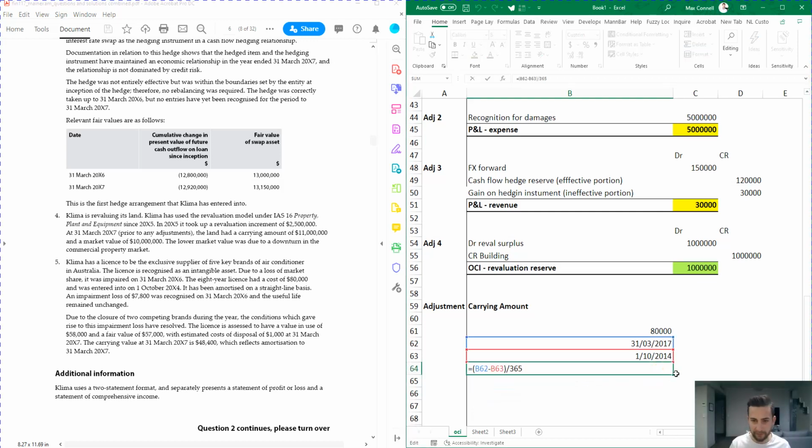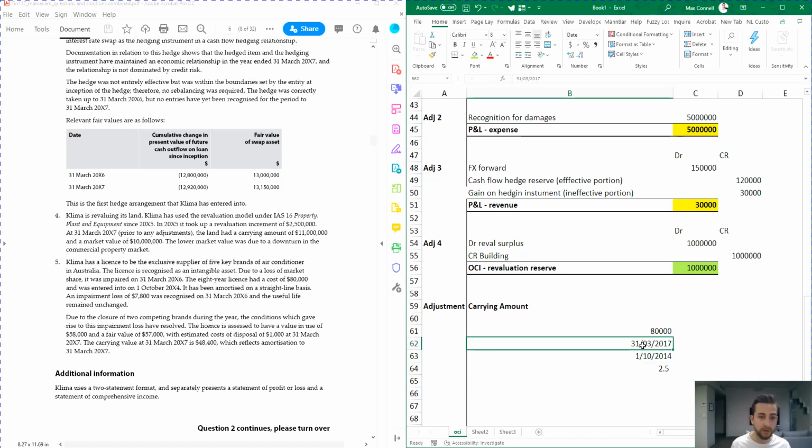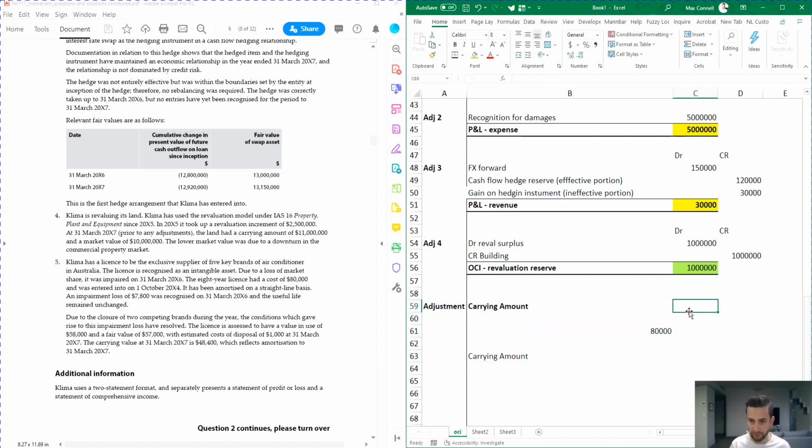Okay, so I've done the math. We're going from 1st of October 2014 to 31st of March 2017, because we're looking at this financial year here. So the number of years is 2.5 years. We know that the carrying amount is equal to 80,000 less 10,000 times 2.5. So the carrying amount is 55,000.